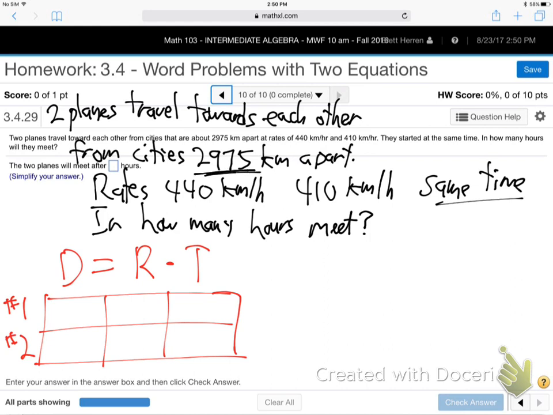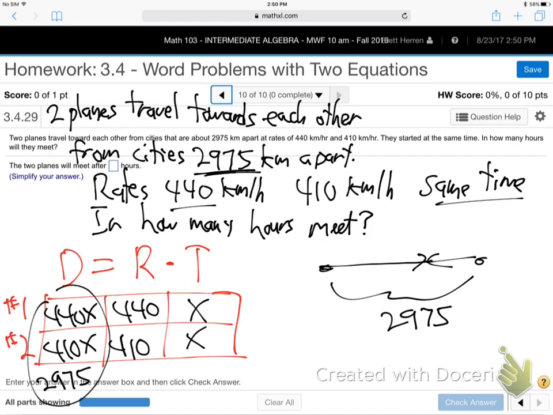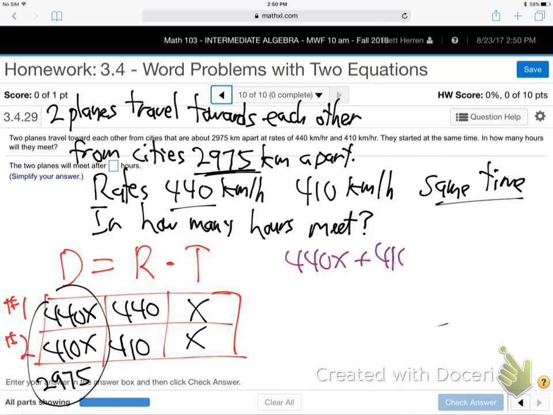So, what do you do with the 29.75? Yeah, that's the bottom. It's the total distance, right? Again, the two planes start off, they're going to meet in the middle, and the total distance is 29.75. It's not either distance alone. So the rates are 440 and 410, and the times are the same, so x and x. So we go 440x, 410x, add these up, just exactly like the last one, verbatim. So we go, okay, 440x plus 410x is the total distance, 29.75, easy enough, right?